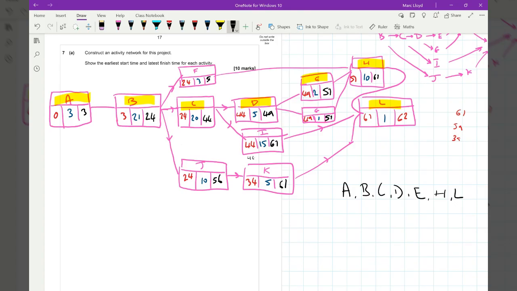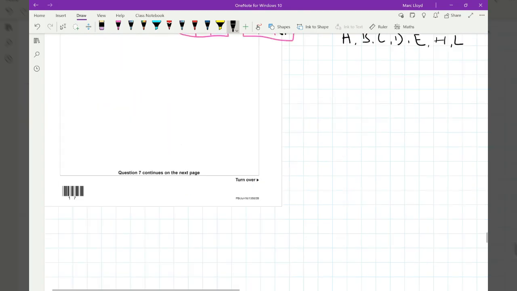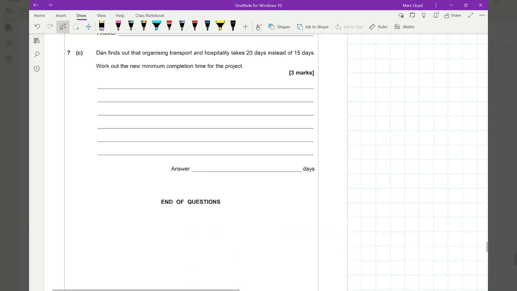44, that's 20. It doesn't affect L because 44 plus 20, oh, it does. It means that L can't start until 64 because it needs this completed. And then it means it will extend it to 65. Okay, I could think about that one. So 65 days. Happy with that?